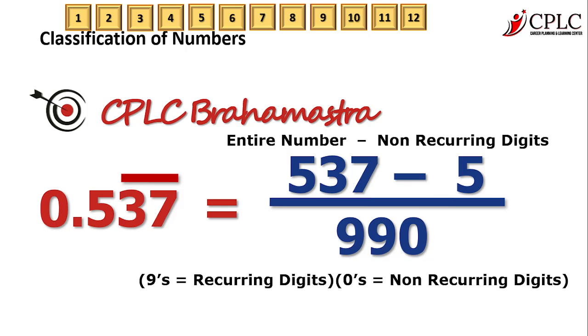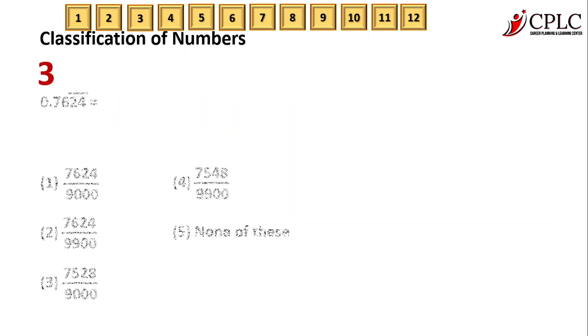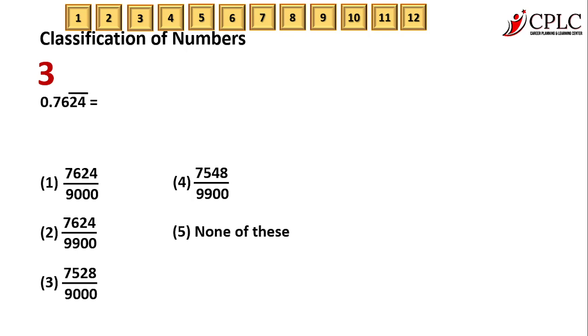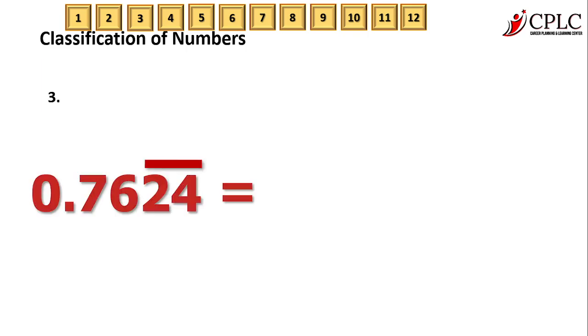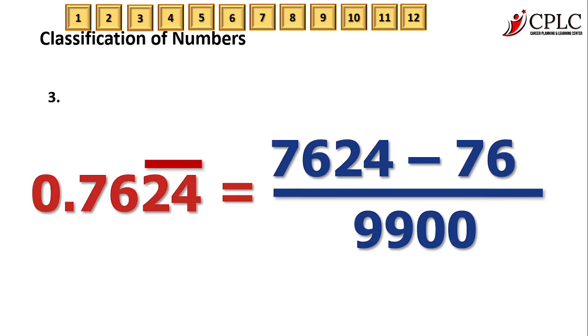So that's our second question. Question number 3 is based on exactly the same idea that we just did. In the numerator, we'll write down the entire number as it is, which is 7624, minus the non-recurring part, which is 76, and in the denominator, two nines for recurring because two digits are recurring, 2 and 4, and two zeros for the two non-recurring digits, which are 7 and 6. So this is the way to do that.